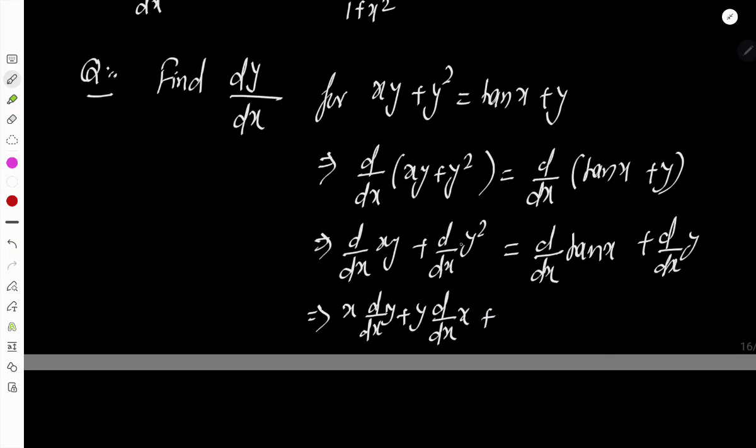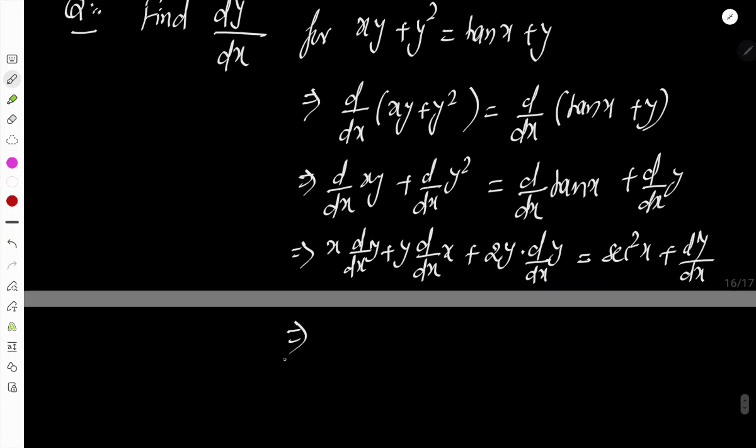Similarly, y square looks like x square, so its derivative should be 2x, but it is not x, it is y, so 2y, and because y is not x, I need to write the derivative of y, dy by dx. This is equal to the derivative of tan x, which is sec square x, plus dy by dx. Take the dy by dx terms to one side. So here x, here 2y, and dy by dx minus 1 into dy by dx.